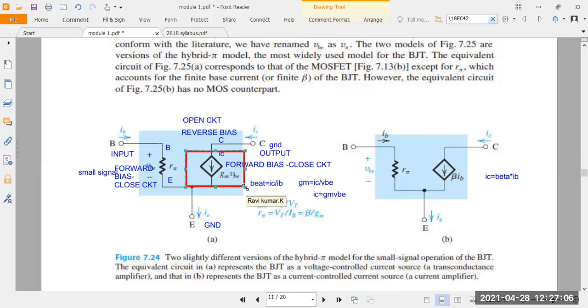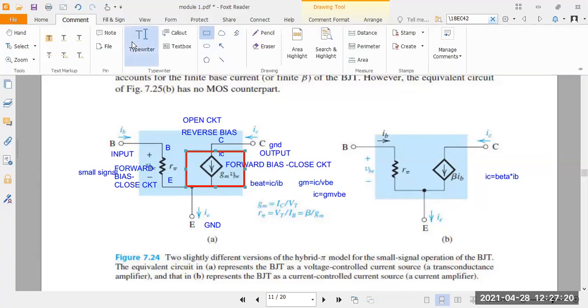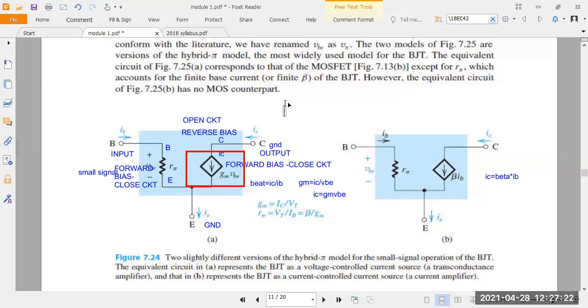GM, with respect to resistance, what is the GM equation in terms of resistance? How do you write the equation? GM is equal to 1 divided by resistance. And then GM is inversely proportional to resistance.